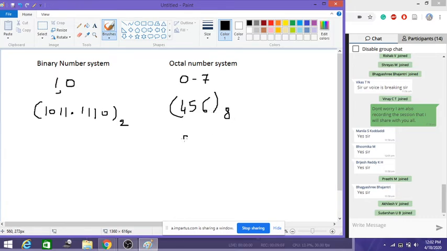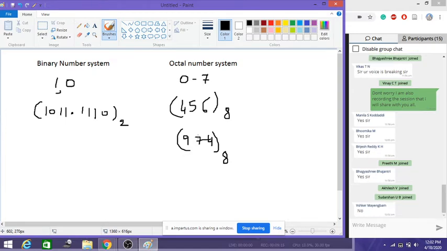Can I write 974? Can this be an octal number? No, it cannot be an octal number, because the digit 9 is not within the range of 0 to 7, it is greater than 7. So we have to be very particular when we are writing or solving octal numbers.